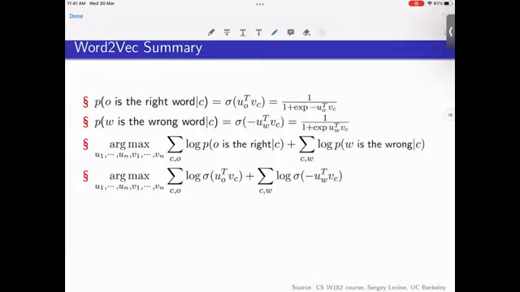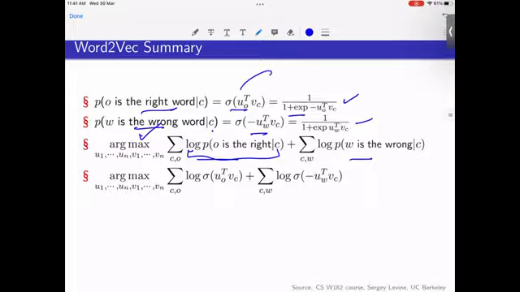P of O, sorry. The right P of O is the right word given C, that is the right context word. This is given by the sigmoid, which is formulated by this. Similarly, O is the wrong word. You randomly sample some wrong words from other sentences for this C, and you get this. Then you sum and maximize this. If you put this from here, you get this and this. You run this optimization and get U_1 to U_N and V_1 to V_N, where N is the total number of words. And as I said, the representation of the word is then the average of these two.